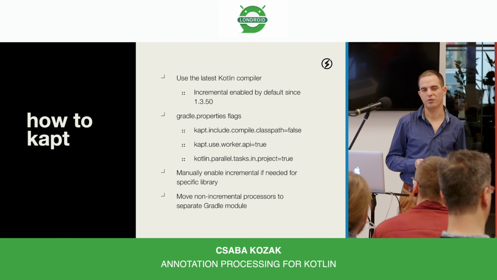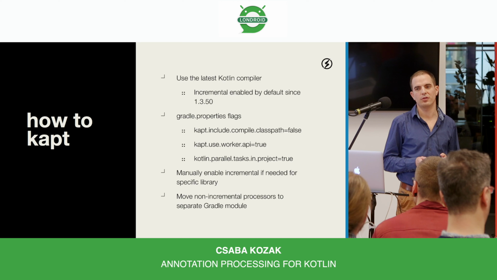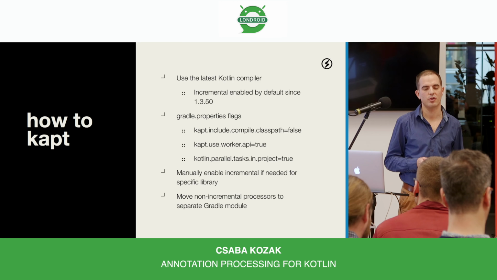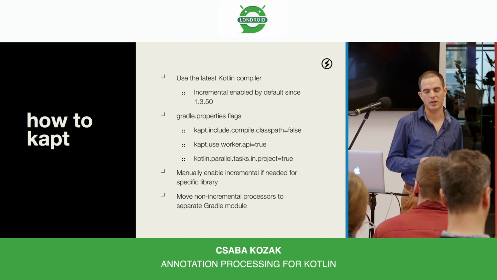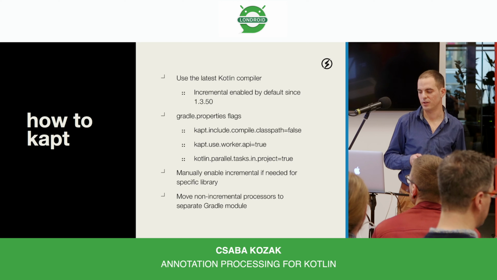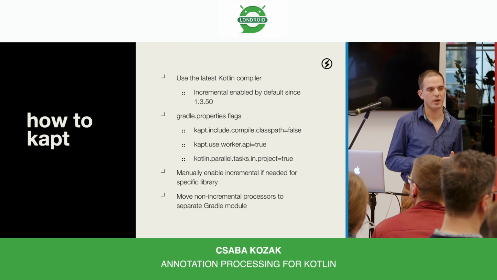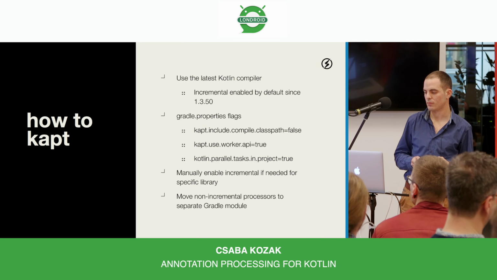Also, you should use the latest Kotlin compiler, since it should have the latest and greatest features and its speed should be the fastest. And actually, incremental annotation processing is enabled by default since Kotlin compiler version 1.3.50. Moreover, to further enhance your build speed, you can include more Gradle properties flags.